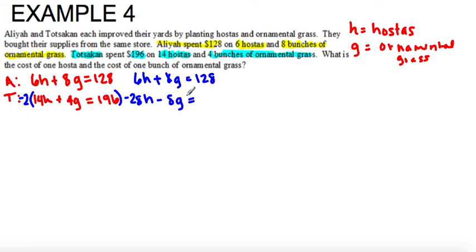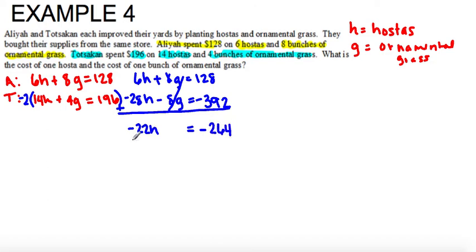And then -2 times 196 is -392. Alright, and then we have to add our equations together. So I have 6 minus 28 is -22H. The 8G and the -8G eliminate. And then 128 minus 392 is -264.